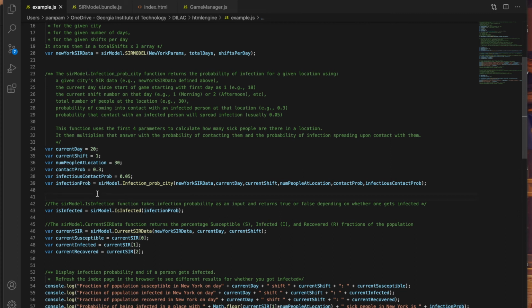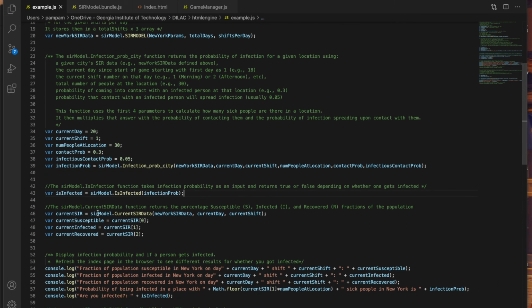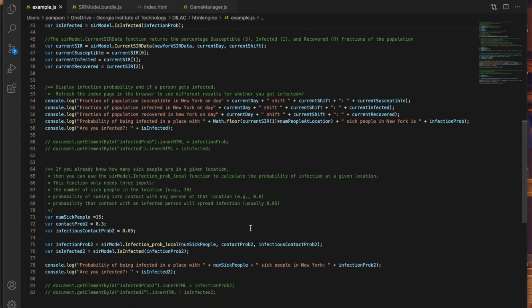I can then plug in that probability in the isInfected function and I will know if I got infected or not this turn. So say my chances of getting infected were 40%, I plug that into the isInfected function and I have a 40% chance of getting infected. And I can also see the SIR values on a given day using the current SIR data function. Now just to compare, at the bottom I have all of these calculations done again, but this time I already know how many sick people are there with me in that location, and in this case it's 15 sick people. So I just use that infection probe local function directly instead to calculate my chances of infection.